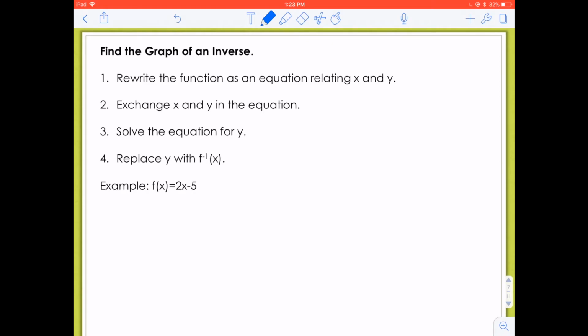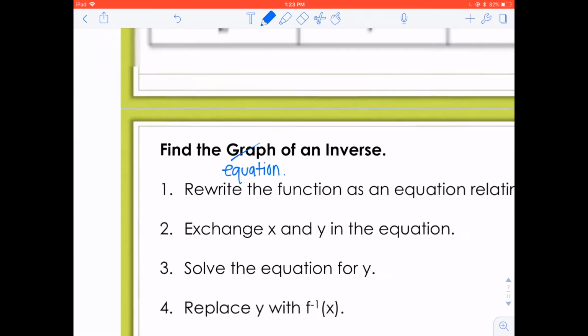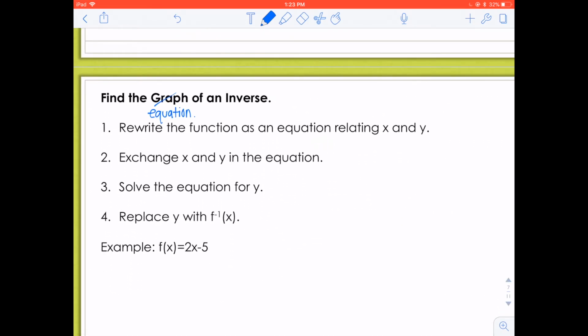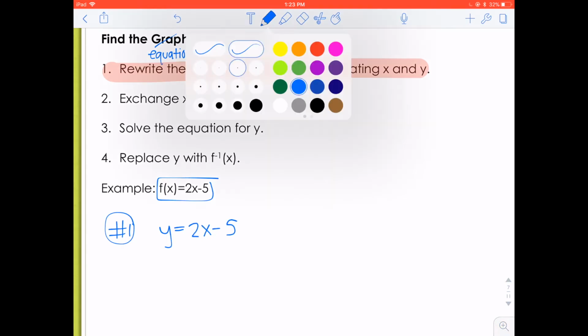Moving on, we will be asked to find the graph of an inverse or to find the equation of an inverse. There are a couple steps we're going to go through. We're going to first rewrite the function as an equation relating x and y. Let's see that with this example. Number 1, just replace f of x with y equals 2x minus 5. We just don't want any f of x there.